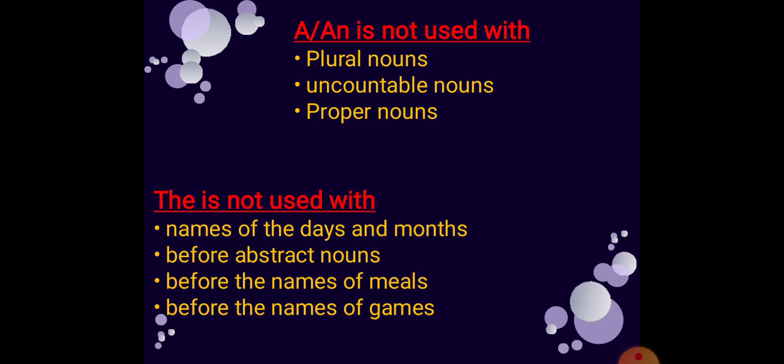Now, the is not used with names of the days and months, before abstract nouns, before the names of meals, before the names of games. For example, we cannot say the Monday or the January, the February. So we don't use the before days and months. Abstract noun, we cannot say the love, right? Then meals and games, we don't use the with these nouns also.